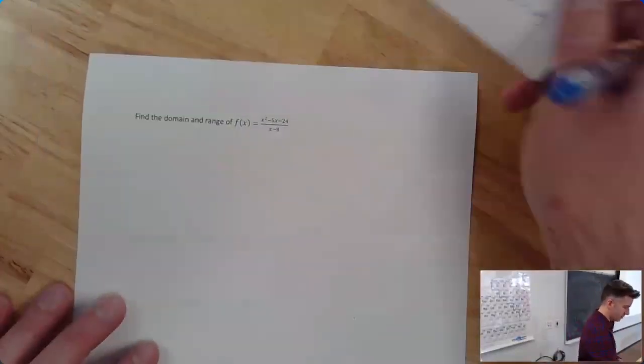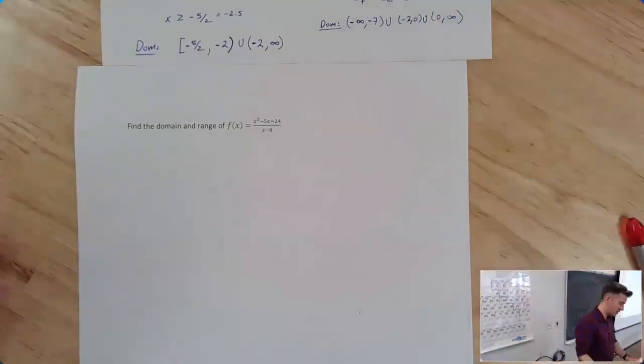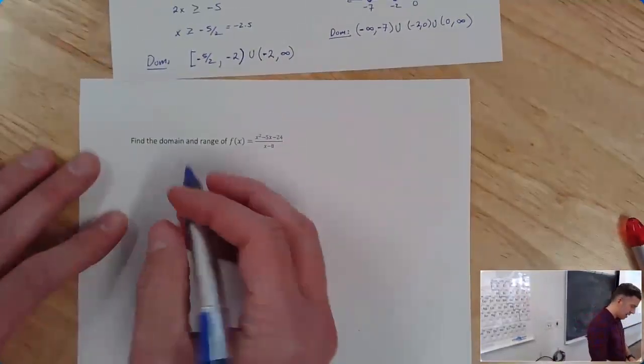What's this last one here? Oh yeah, this last one. Okay, good. I'm like, why is this question? I remember there's a homework question like this. So, domain and range of this function.